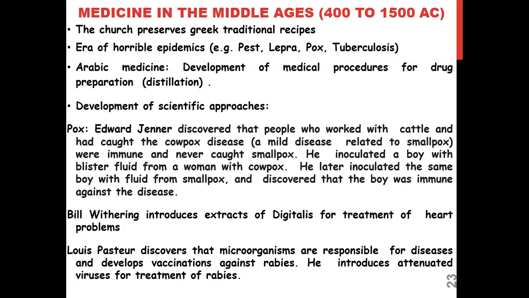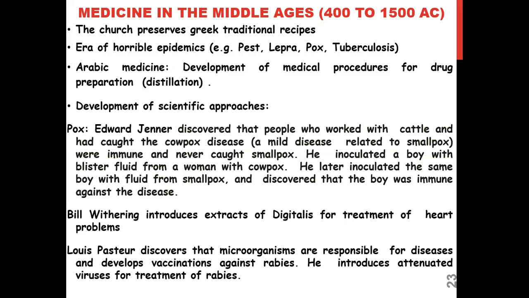The era of horrible epidemics, wherein leprosy, chickenpox, tuberculosis were there. So therein various methods were developed by the scientists, and scientific approaches developed. To quote a few examples, the pox vaccine was developed, wherein Edward Jenner discovered that people who worked with cattle and had caught cowpox, a mild disease related to smallpox, were immune and never caught smallpox. He inoculated a baby boy with blister fluid from a woman with cowpox, and later inoculated the same boy with fluid from smallpox, and discovered that the boy was immune against the disease.